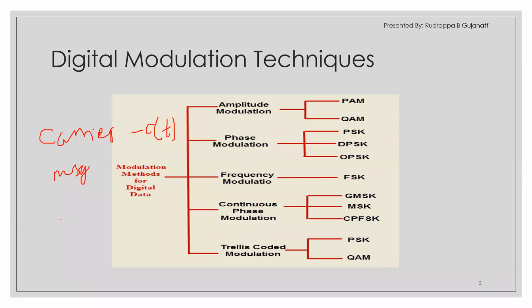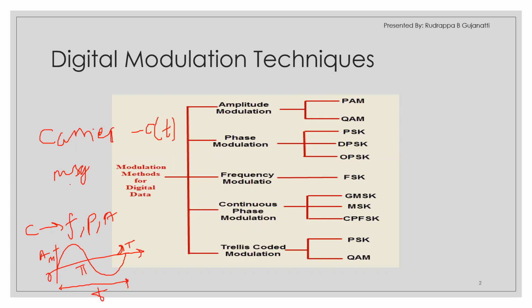When I consider the message signal, the carrier has some features: it has frequency, it has phase, it has amplitude. Whenever you consider a carrier signal in communication, it has frequency associated with it, it has the amplitude associated with it, and it has the phase information, like at what phase it is starting.